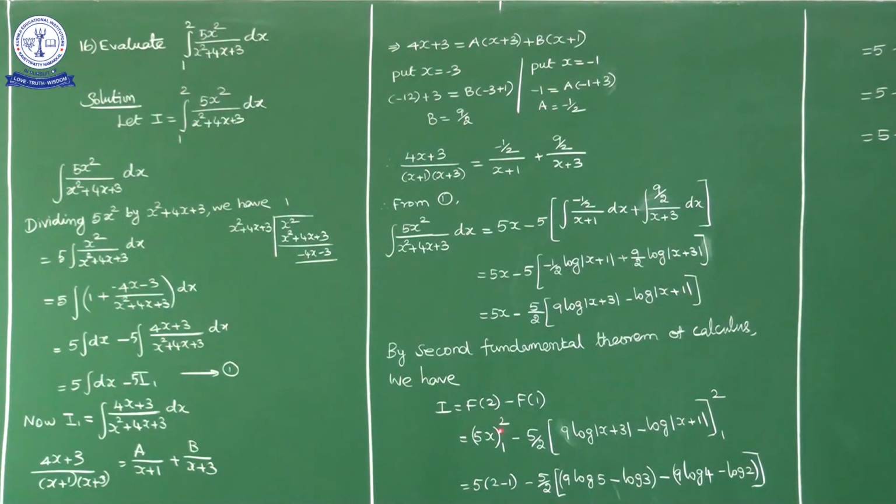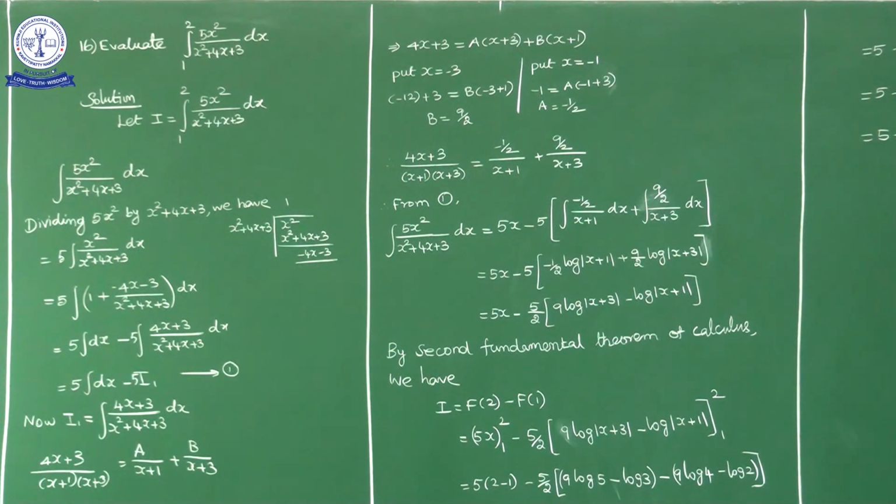So here 5 into (upper limit minus lower limit): in place of x we will write 2 minus 1, which is 1. So 5 minus 5 by 2 into, now if we substitute upper limit 2, what will we get? 9 into log 2 plus 3, log 5, minus log 2 plus 1, log 3. Minus, in place of x if you write 1, what we get is 9 log 4 minus log 2. So overall, how much in this bracket? 9 log 5 minus 9 log 4 minus log 3 minus of minus, plus log 2.